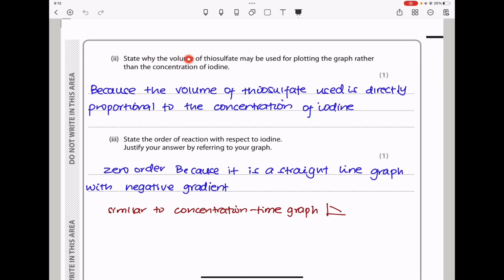Next, they say state why the volume of thiosulfate may be used for plotting the graph rather than the concentration of iodine. This is because the volume of thiosulfate is directly proportional to the concentration of iodine, so there is no need for us to find the concentration if we already have the volume of thiosulfate.